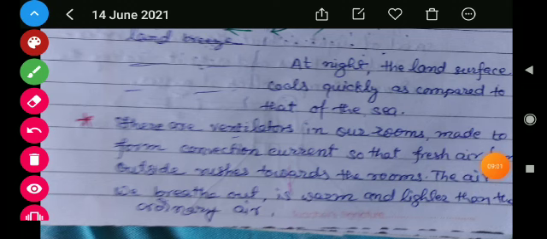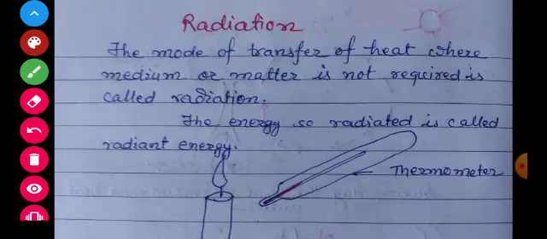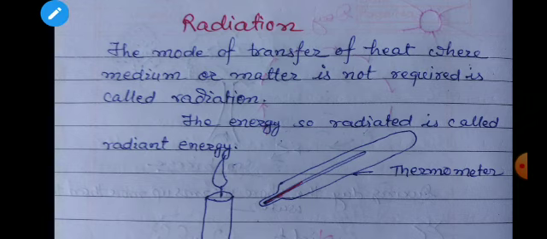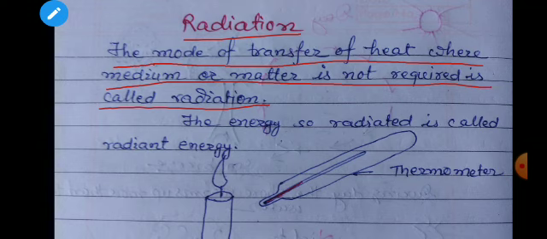Now students, after this we will discuss the next page, that is the radiation method. Radiation method, students, is another mode of transfer of heat. We can define radiation as the mode of transfer of heat where a medium or matter is not required. In this method, the energy so radiated is called radiant energy.